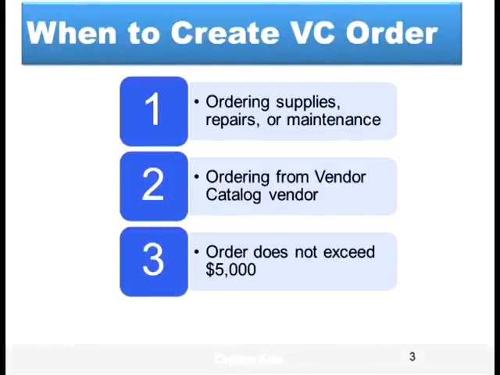The business rules that apply to vendor catalog orders have not changed. You should still create a vendor catalog order whenever you are ordering supplies, repairs, or maintenance from a vendor that is listed in the catalog. Vendor catalog orders cannot exceed $5,000. If you need to make a purchase from a vendor listed in the catalog for an amount that exceeds $5,000, create a purchase requisition instead.